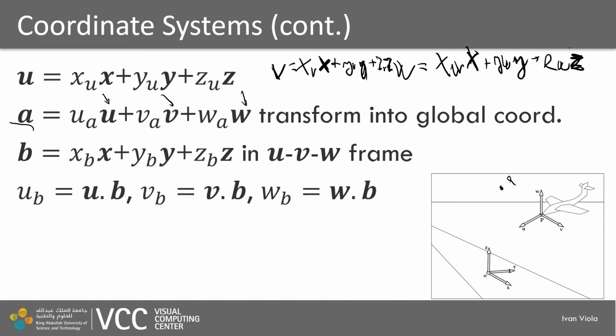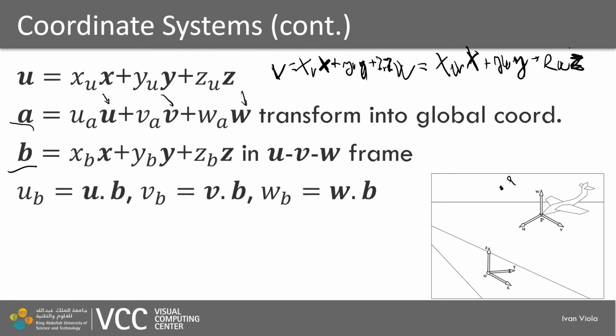Similarly, we can also define a point which is defined in the global coordinate system, like the point B here, in the UVW frame. And how is this done? This can be done by getting the individual values of UB, VB, and WB, these multipliers, by a scalar product of the vector U with vector B, and the vector V with vector B, and the vector W with the vector B.